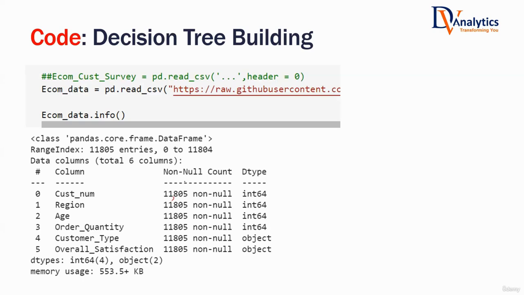You have customer number, 11,805 customers. We have customer number, customer region, customer age, customer order quantity, customer type, whether overall customer is satisfied or dissatisfied. So the business objective is, this particular company wants to study, is it true that customers from a particular region, particular age group, particular order quantity band, particular type of customers, prime or non-prime, are they mostly dissatisfied?